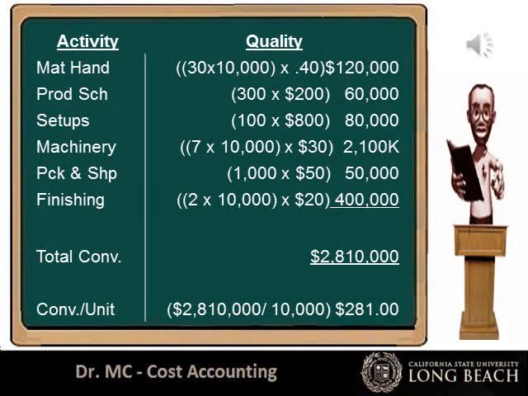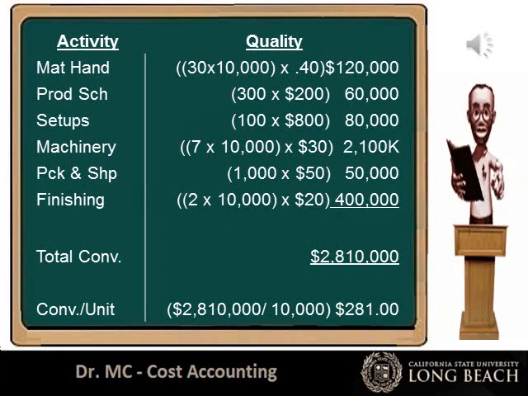We will now calculate the conversion costs applied to all of the quality units, and then divide that total by 10,000 quality units. The material handling costs applied to all of the quality units are 40 cents per part times 300,000 parts, which is $120,000. The production scheduling costs are $200 per production order times 300 production orders, which is $60,000. The setup costs are $800 per production setup times 100 setups, which is $80,000.